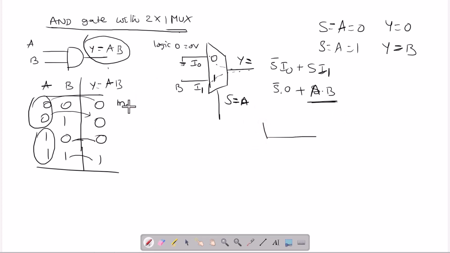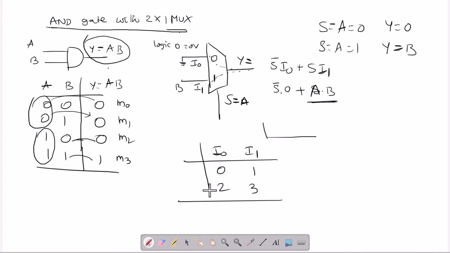From this truth table, the min terms can be written here. This is M0, M1, M2, M3. Here, this is I0 and this is I1, and for 0, 1, 2, 3, the selection line is A bar and A. For the 0 term it is 0, and for the 1 term it is also 0. The second term is also there. For the third term we have a 1, so just round it here.